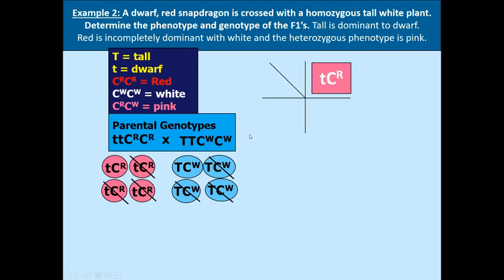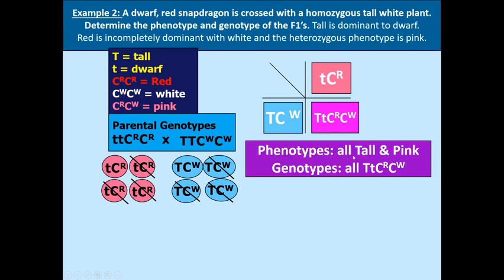So in our Punnett square, we will write the one gamete from the parent over here and the other gamete from the second parent. And when we cross them, we're going to have all tall pink phenotypes and all big T, little t, CR CW for the genotypes.